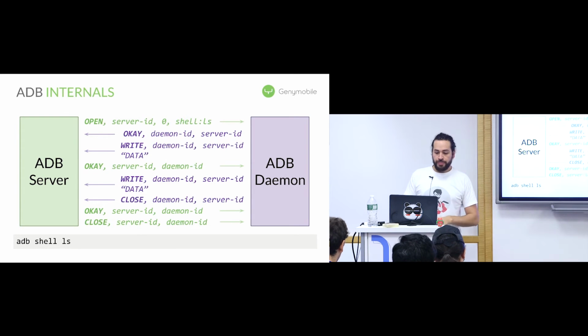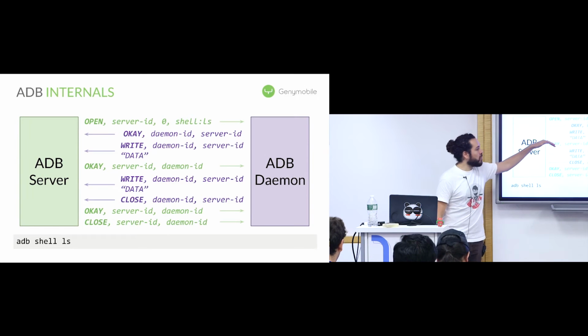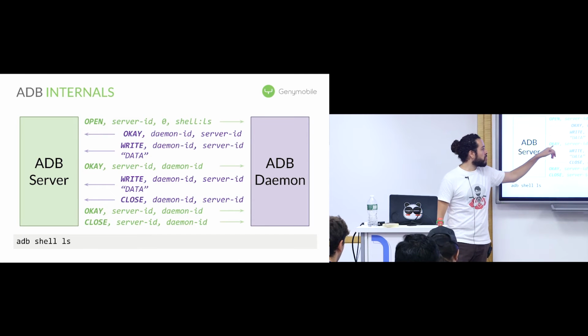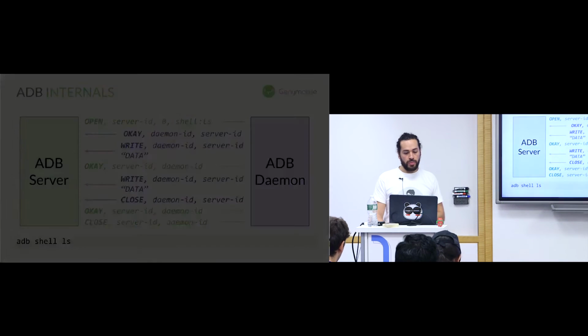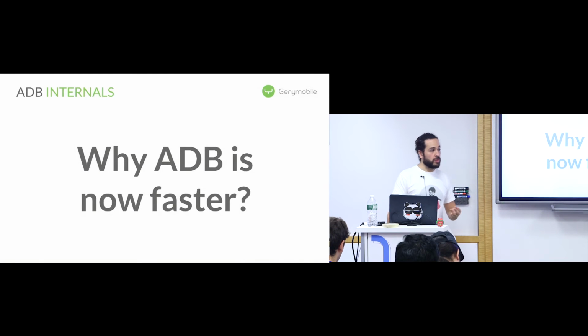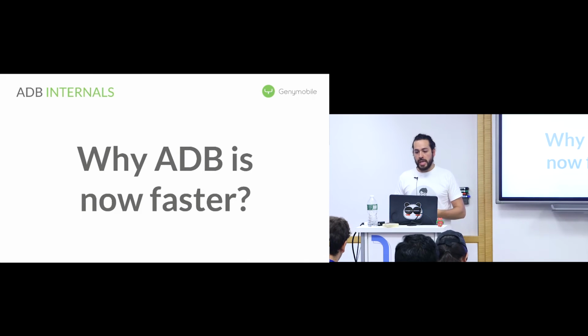OK? What you need to understand is that each time you have a write data, you have an OK message, and the daemon will wait for the OK to send the next write. And that brings an interesting thing to understand, which is why ADB is now faster. Do you remember, last November, the Google team announced that ADB was now faster. And we will now understand why.